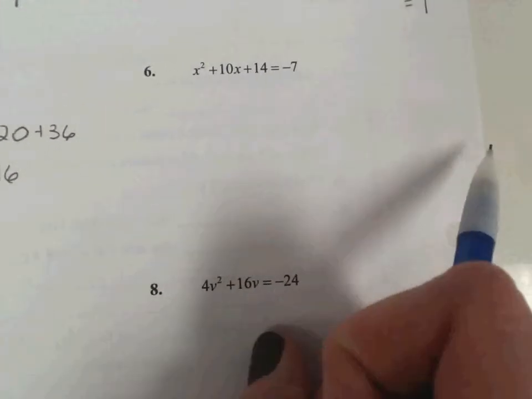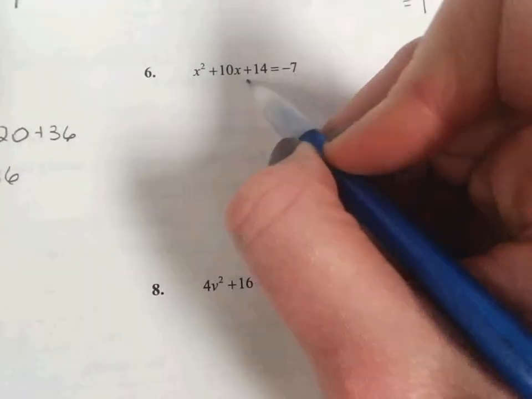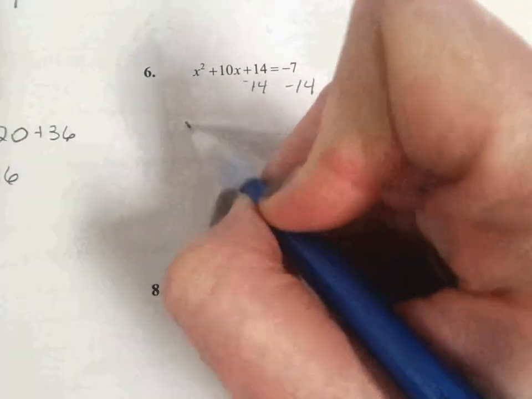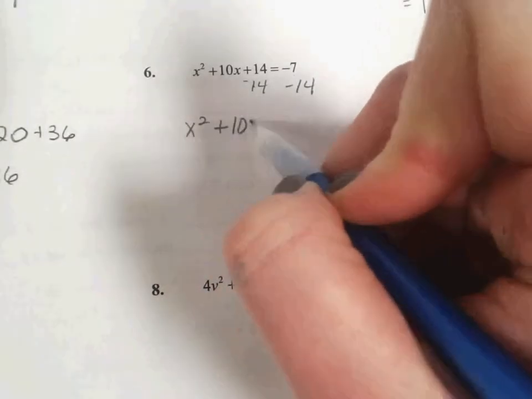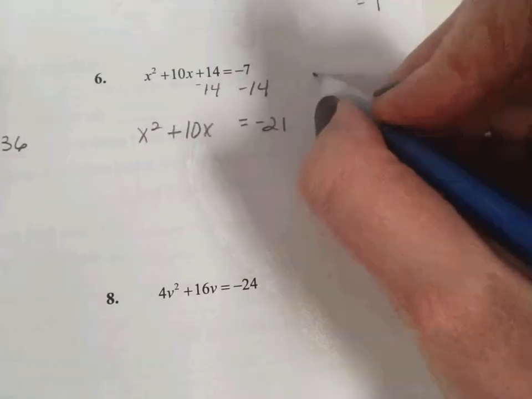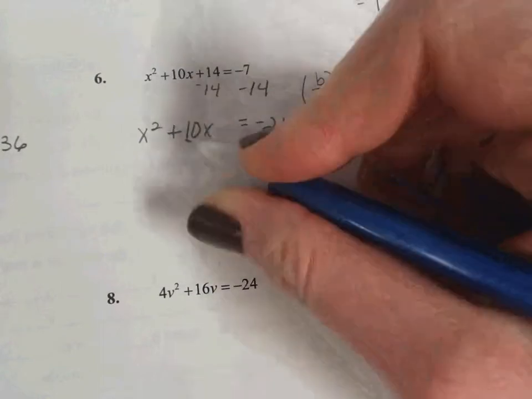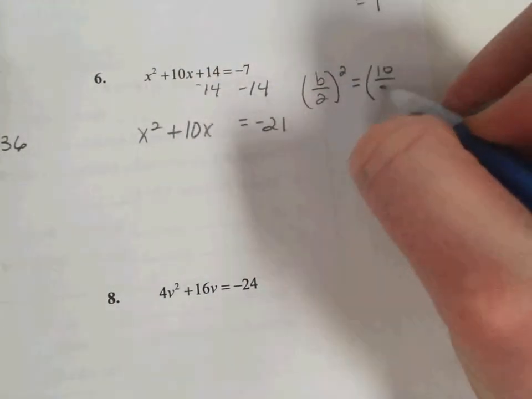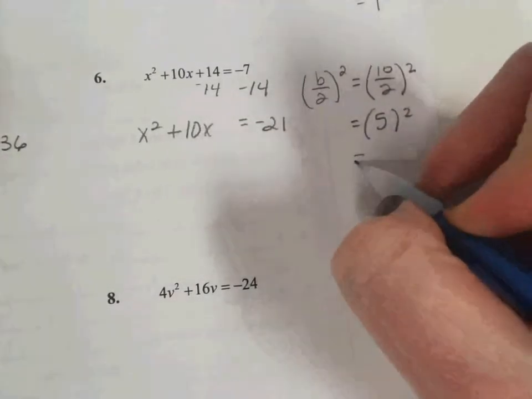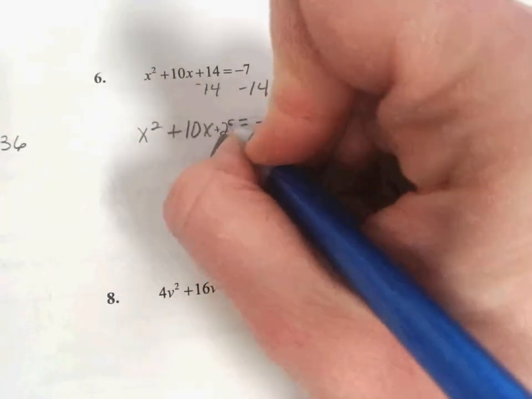Number 6. We do have a negative 7 on the right-hand side, but we also have a c value. So we need to subtract the 14 from both sides. And we have x squared plus 10x, leave a little space, equals negative 21. Go over and do b divided by 2 and square it. So our b value is 10. 10 divided by 2 squared. So we're going to get 5 squared, or 25. So 25 is what we add to both sides.